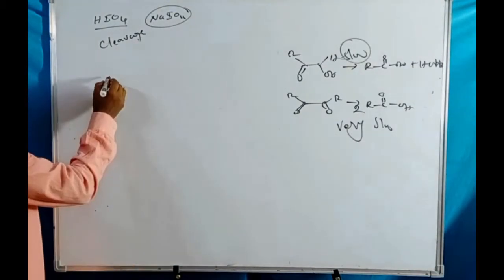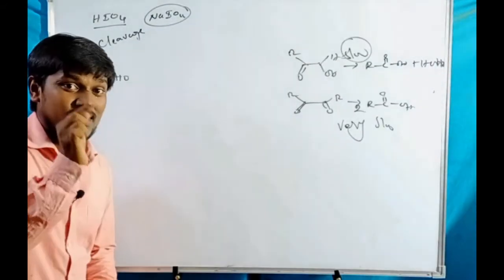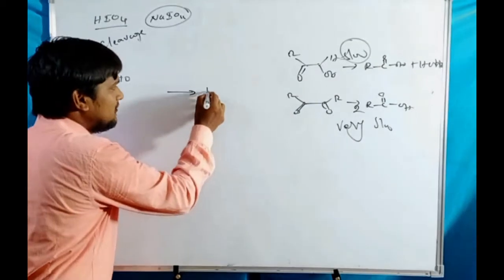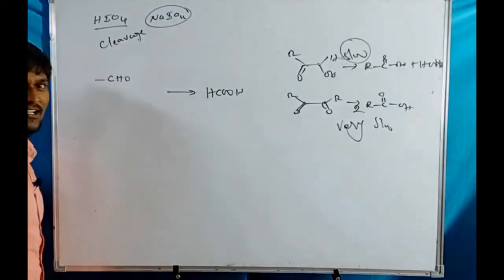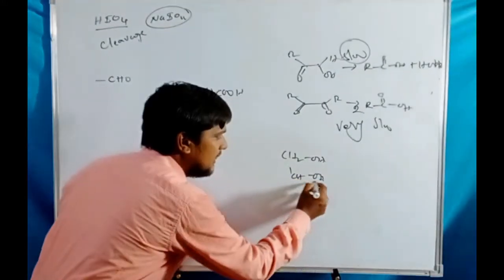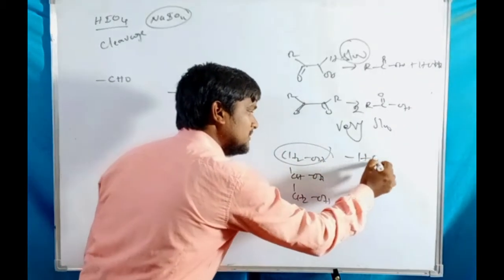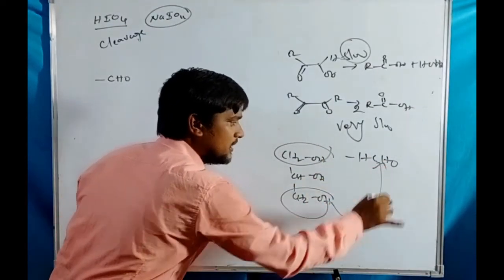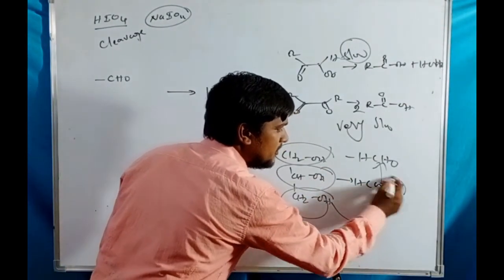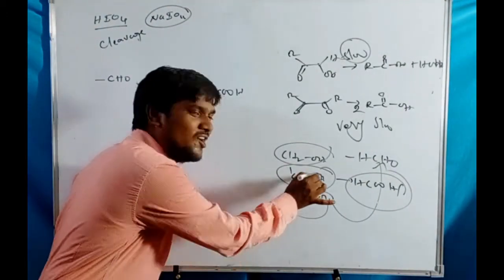In the previous case, we discussed CHO. When CHO is treated with HIO4, definitely it produces formic acid. Again, CH2OH, this is the glycerol. The top part will convert into formaldehyde, and the bottom part also will convert into formaldehyde. But the middle part will convert into the corresponding formic acid. That indicates this is the secondary alcohol.